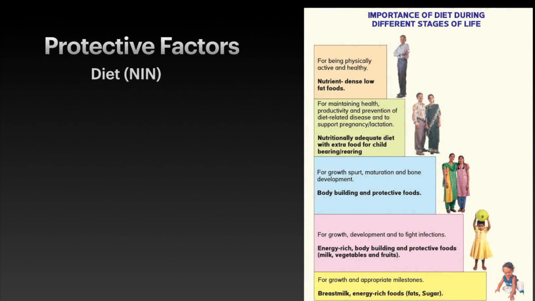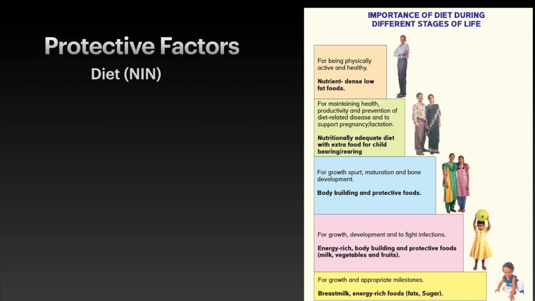Another way we can advise about diet is according to stages of life. For growth and appropriate milestones during childhood, breast milk, energy rich foods, fat and sugar can be consumed in large amounts. For growth, development and to fight infections during the child's development, energy rich, bodybuilding and protective foods like milk, vegetables and fruit should be taken in large amounts. For growth spurt, maturation and bone development during the adolescent phase, bodybuilding and protective foods should be consumed in adequate amounts.